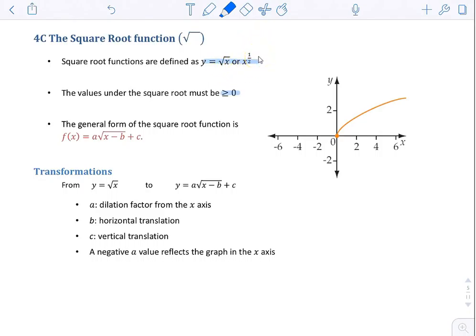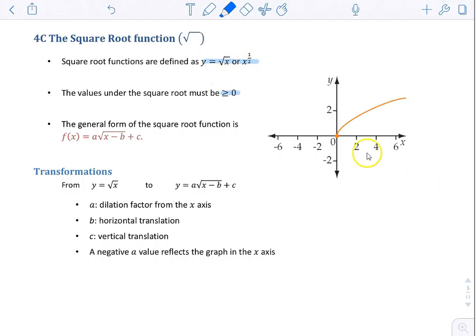Just like normal, when you have a square root, you must have a positive x value. So for instance, graphically, what this means is you can't substitute in an x value which is negative if that makes what you're square rooting negative. So the values under the square root must be greater than or equal to 0.